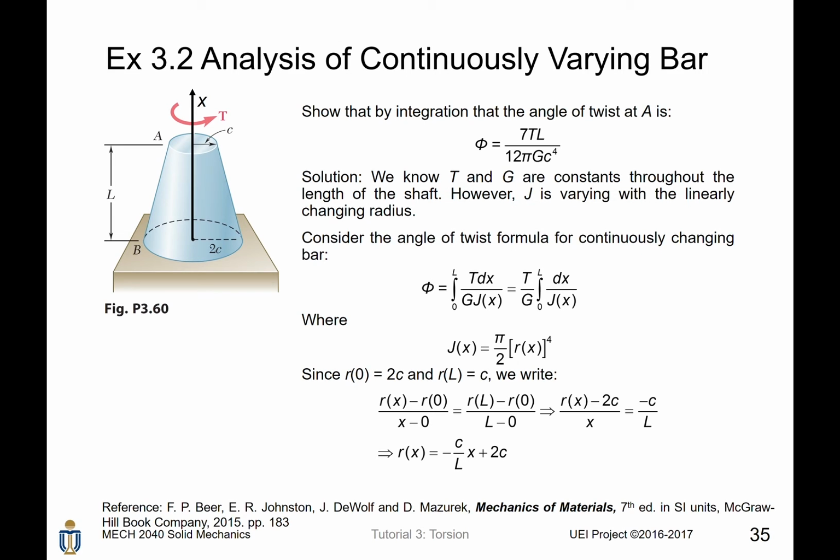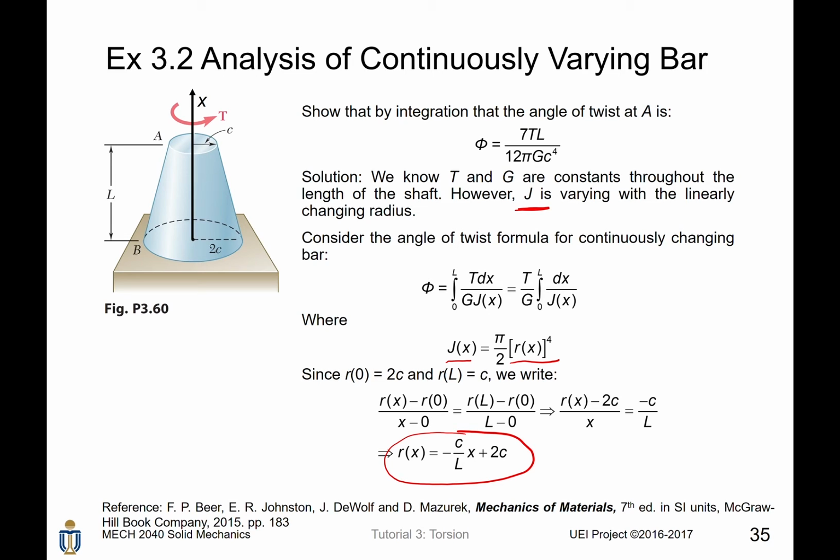So we know that the torque is the same for all the cross sections inside the shaft, and the shear modulus is assumed to be constant. However, J is a variable of x because J equals pi divided by 2 times r to the power 4, but in this case, r is a variable instead of a constant. Therefore, we must obtain an equation of r in terms of x.